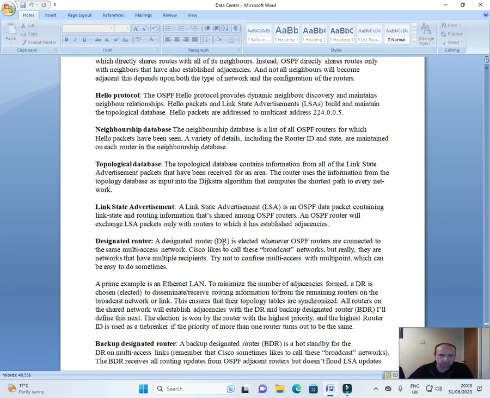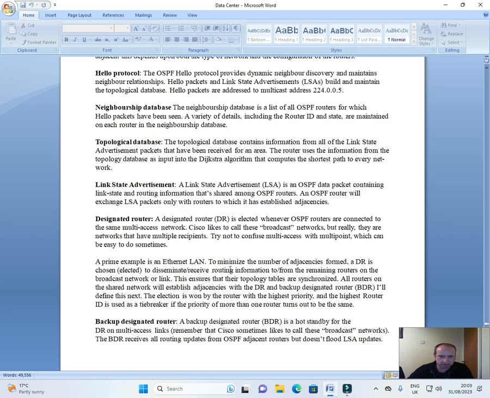Designated router. A designated router, DR, is elected whenever OSPF routers are connected to the same multi-access network. Cisco likes to call these broadcast networks, but really they are networks that have multiple recipients. Try not to confuse multi-access with multipoint, which can be easy to do sometimes. A prime example is an Ethernet LAN. To minimize the number of adjacencies formed, a DR is chosen, elected to disseminate and receive routing information to and from the remaining routers on the broadcast network or link. This ensures that their topology tables are synchronized.